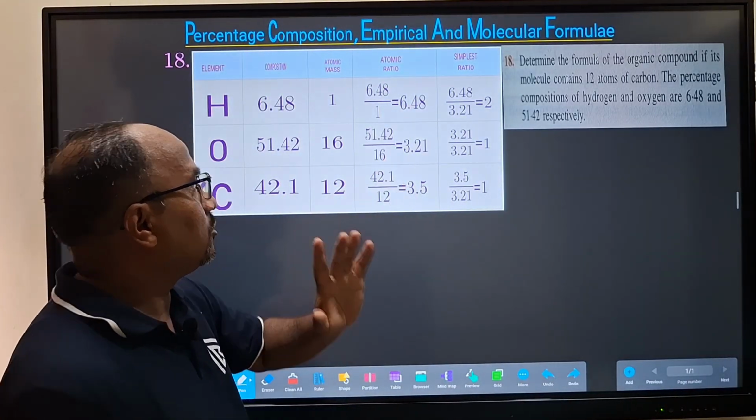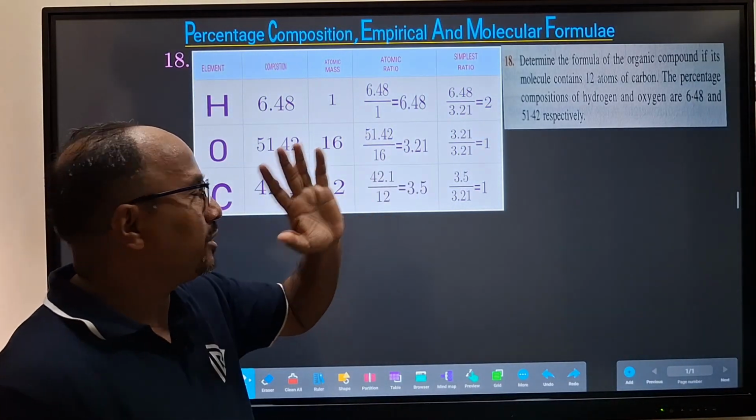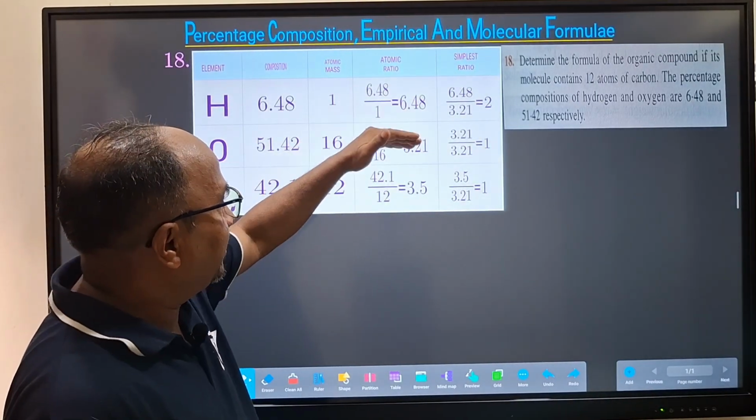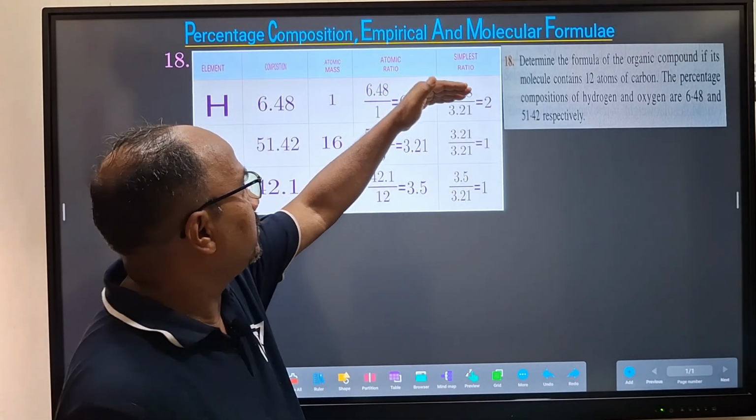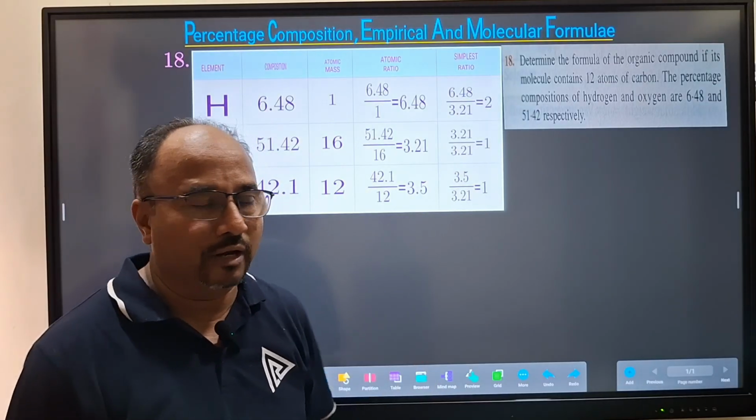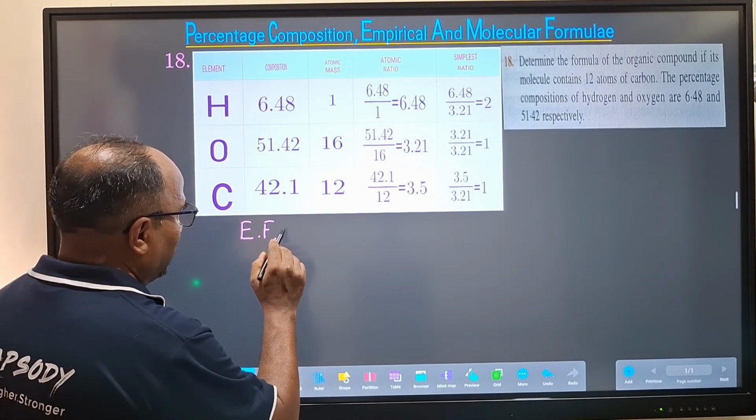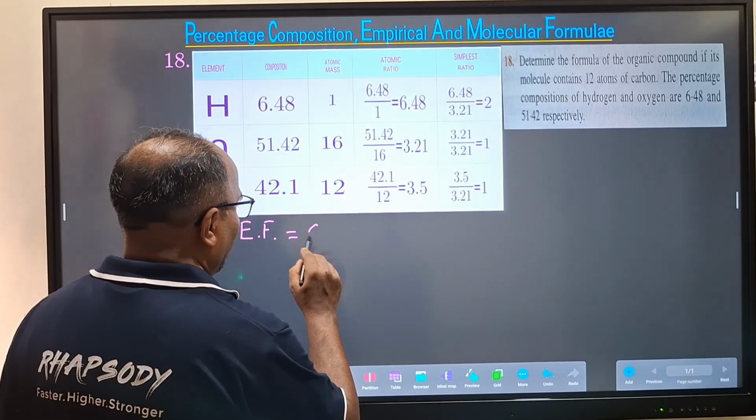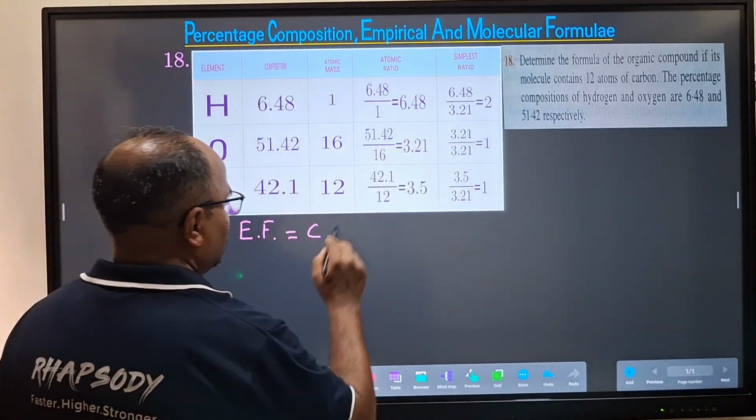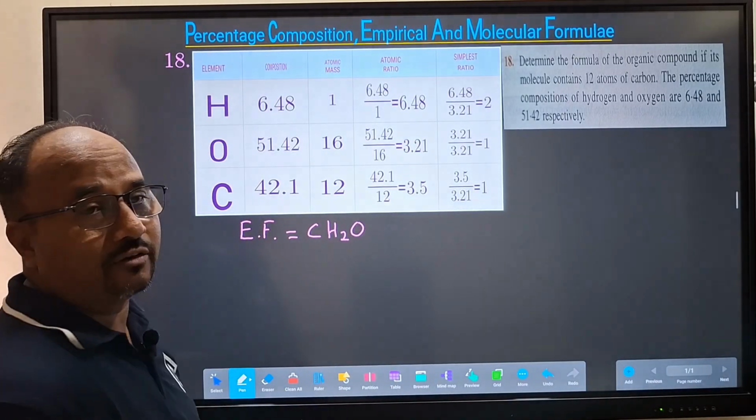So once we know the atomic ratio, we have to find the simplest ratio. The smallest one is 3.21. Dividing each of them by 3.21, we get hydrogen as 2, oxygen as 1, and carbon as 1. So I can first of all write the empirical formula. So C is 1, H is 2, and O is 1. This is the empirical formula.